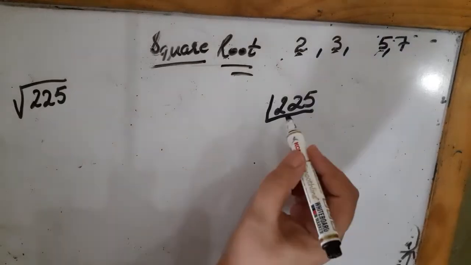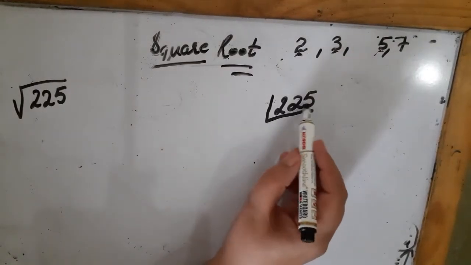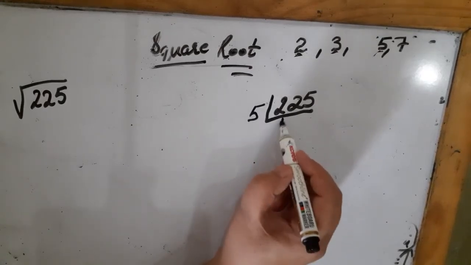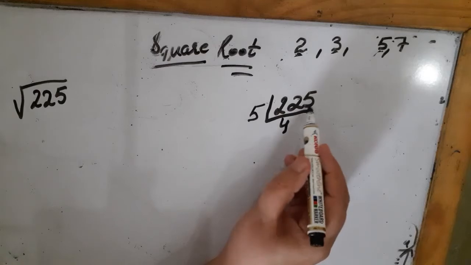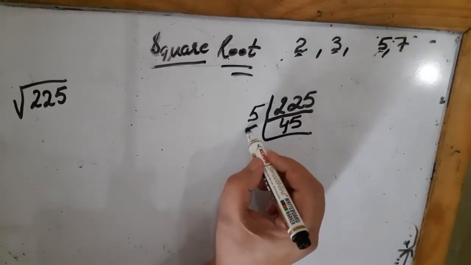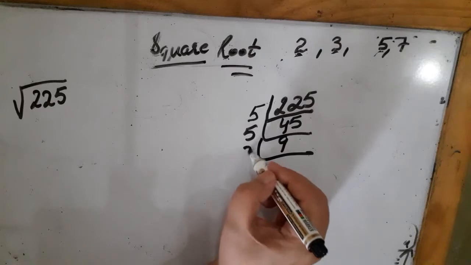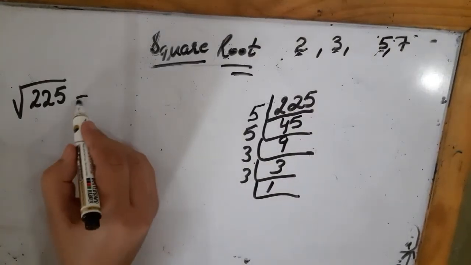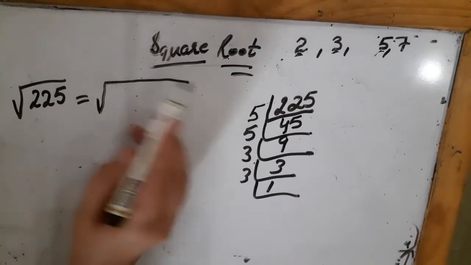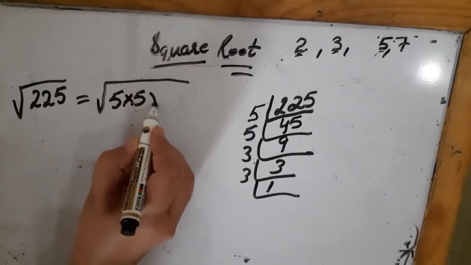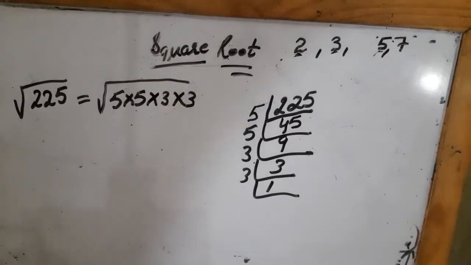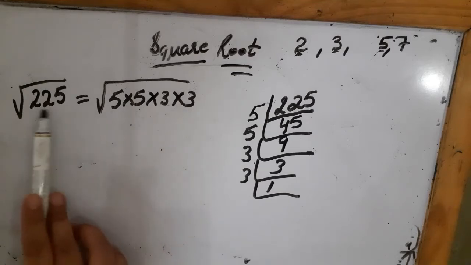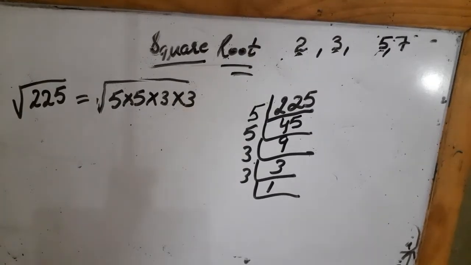prime factorization. So I will take out the prime factors of 225. Like I know that 225 will go on the table of 5. So 5 fours are 20 and 5 fives are 25. Now 5 nines are 45. 3 threes are 9 and 3 ones are 3. Now what are the prime factors of 225? It's 5 and 5 and 3 and 3. Okay, so these are the prime factors of 225. Their product will equal 225. That is, I have put it under the radical sign.